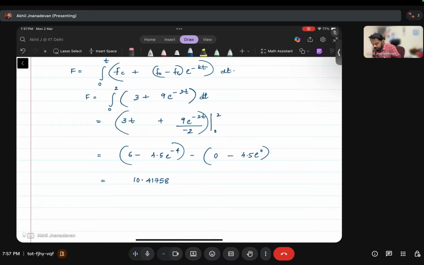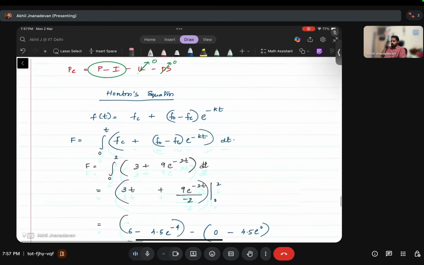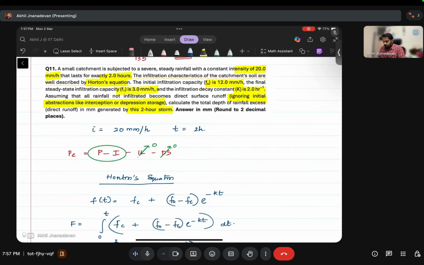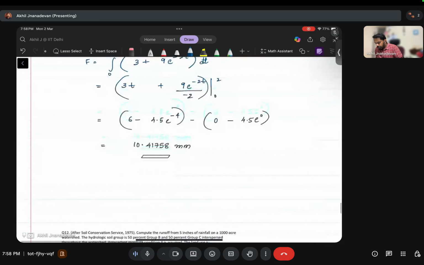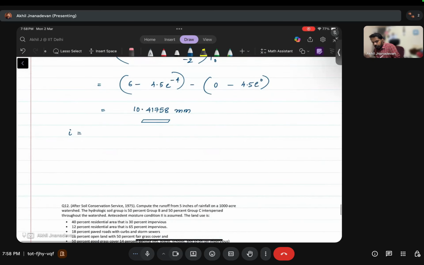Okay, and the total intensity of rainfall I is given in the question as 20, and it remains constant for exactly 2 hours.